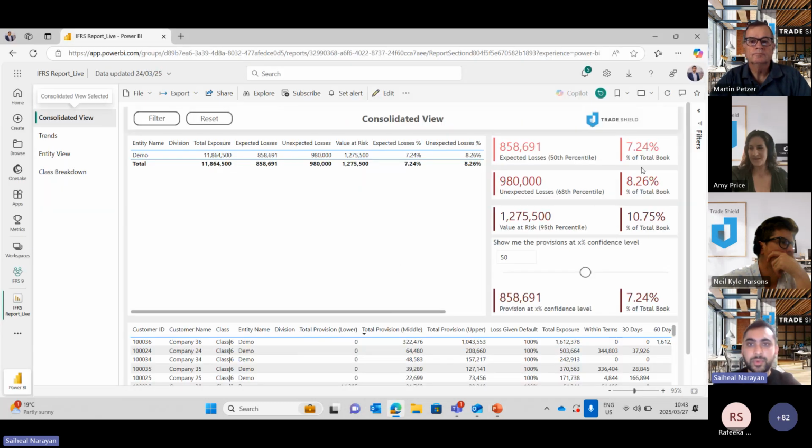This is demo dummy data that we just generated. Please note the values don't really have any reason behind them. We just generated a bunch of dummy data, pushed it through the model, and saw what happened. So this is a demo account. What you'd have is your total exposure, which is how big my debtors book is, and then we have something called the expected losses. Given that my total exposure is 11 million, I expect 858,000 to be what I need to provision.